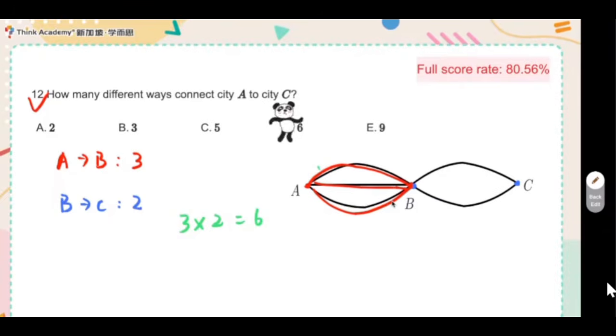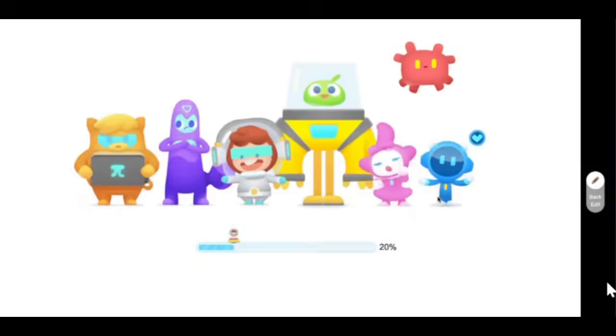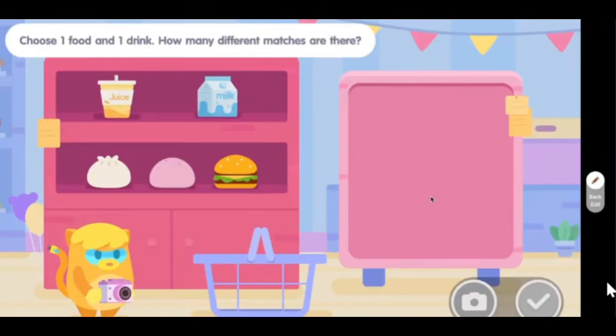Okay, so this is how we solve the problem. If you still cannot understand, you can also just count one by one. But Teacher Jane says this way will be very useful for future learning. So try your best to understand it, okay? Then this time, load the game. Oh, this time, okay. So everyone, let's see. Choose one food and one drink. How many different choices can we have?